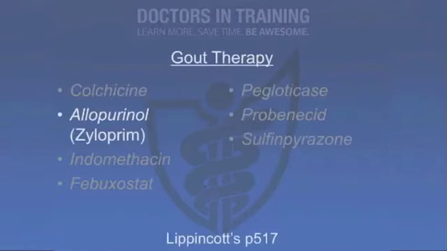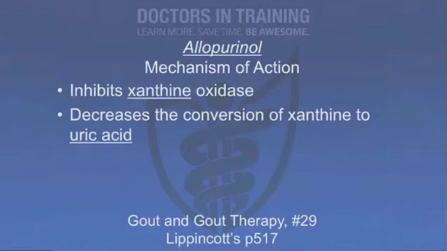Allopurinol. This one has a half-life of about 2 hours and is a pregnancy category C. The mechanism of action of allopurinol is that it's a xanthine oxidase inhibitor, and in doing that, it decreases the conversion of xanthine to uric acid.